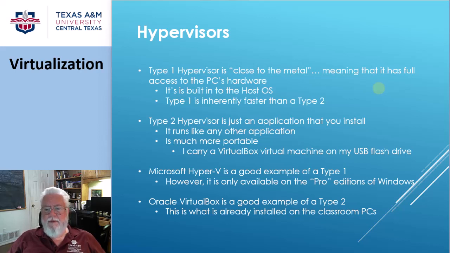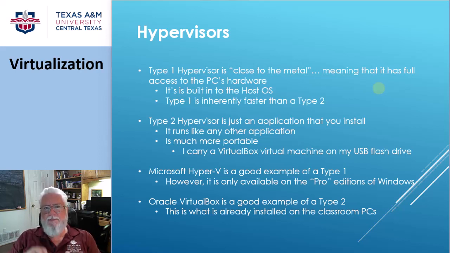A type 2 is just an application like anything else. You just launch it like you want to launch Word. You click on Word. Well, here, if you want to launch, for example, VirtualBox, you just click on the icon. It's just an application like any other. It doesn't even require administrator rights once you've got it installed. And so it's much, much more portable. And I can move it between machines.